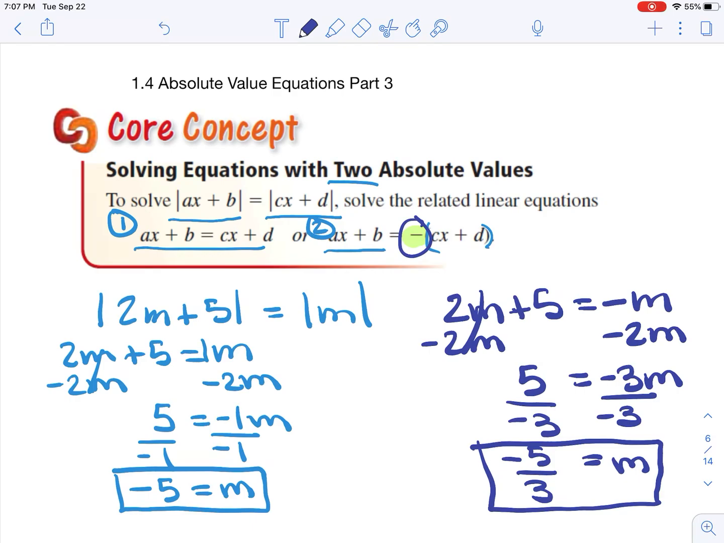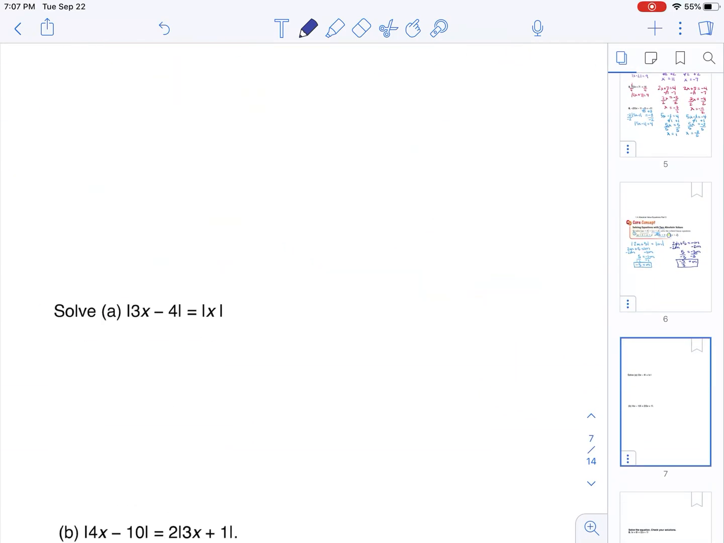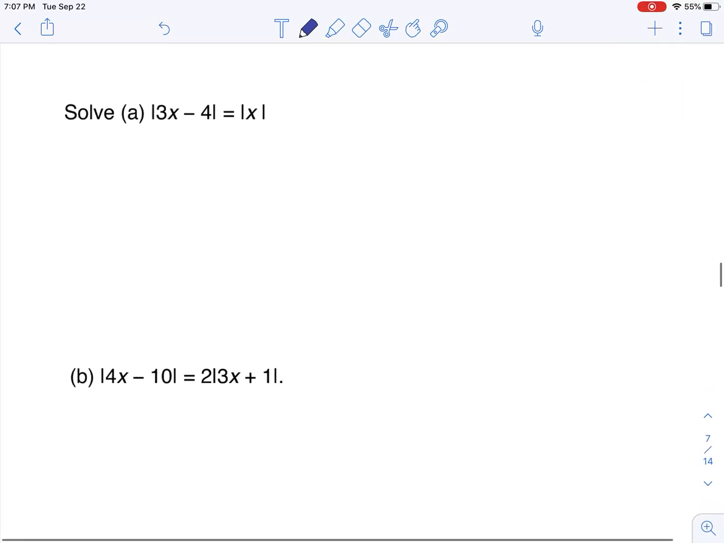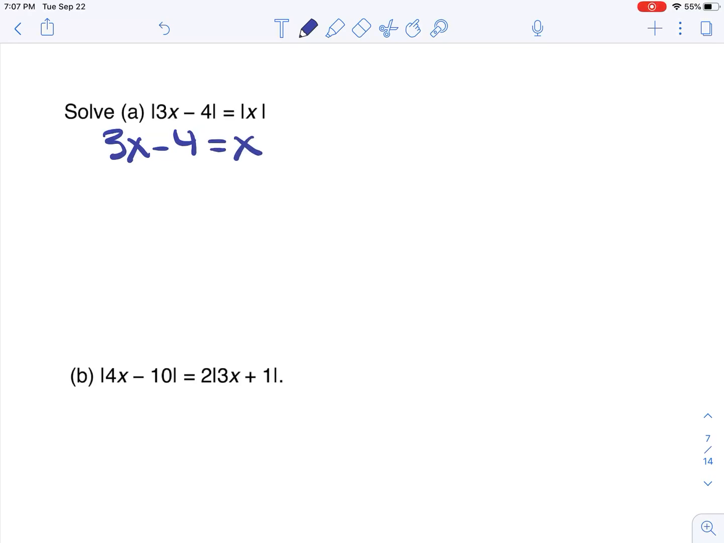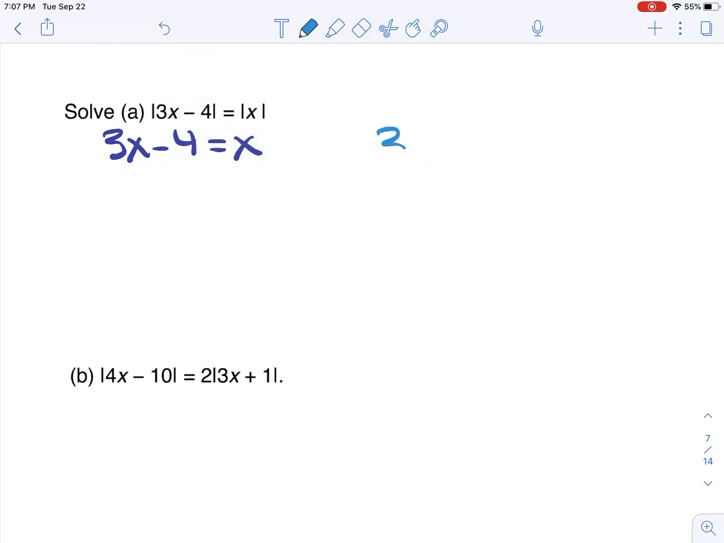Okay, so let's do some more problems, and you'll get really used to it. All right. So let's just write the problem as is. So 3x minus 4 equals x without the absolute value marks. And then we're going to write it again. I'll do it in a different color. 3x minus 4, except the right side is now going to be negative. So it's going to be negative x.